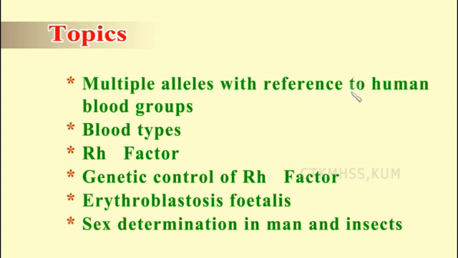So we have covered the topics multiple alleles with reference to human blood groups. We have seen what the blood types are and what the Rh factor is, and genetic control of the Rh factor. In that we have seen incompatibility which leads to erythroblastosis fetalis, and sex determination in man and insects.